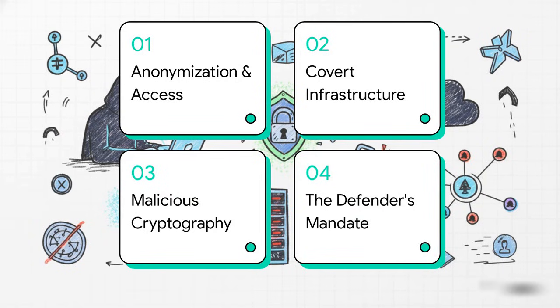Okay, so here's our game plan. We're going to tackle this in 4 parts. First, we'll cover anonymization and access layers. Then, we'll move into covert infrastructure and communication. After that, we'll look at how cryptography is used in malicious operations. And finally, we'll wrap up with the defender's mandate.